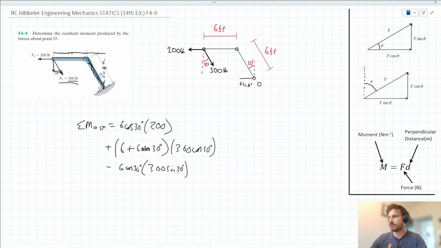Interesting problem. We have what we need now. We just need to plug this into our calculator, and when we do that, we should get a value of 2,598 pound-feet, which we can simplify to 2.60 kip-foot. And that's our solution there.